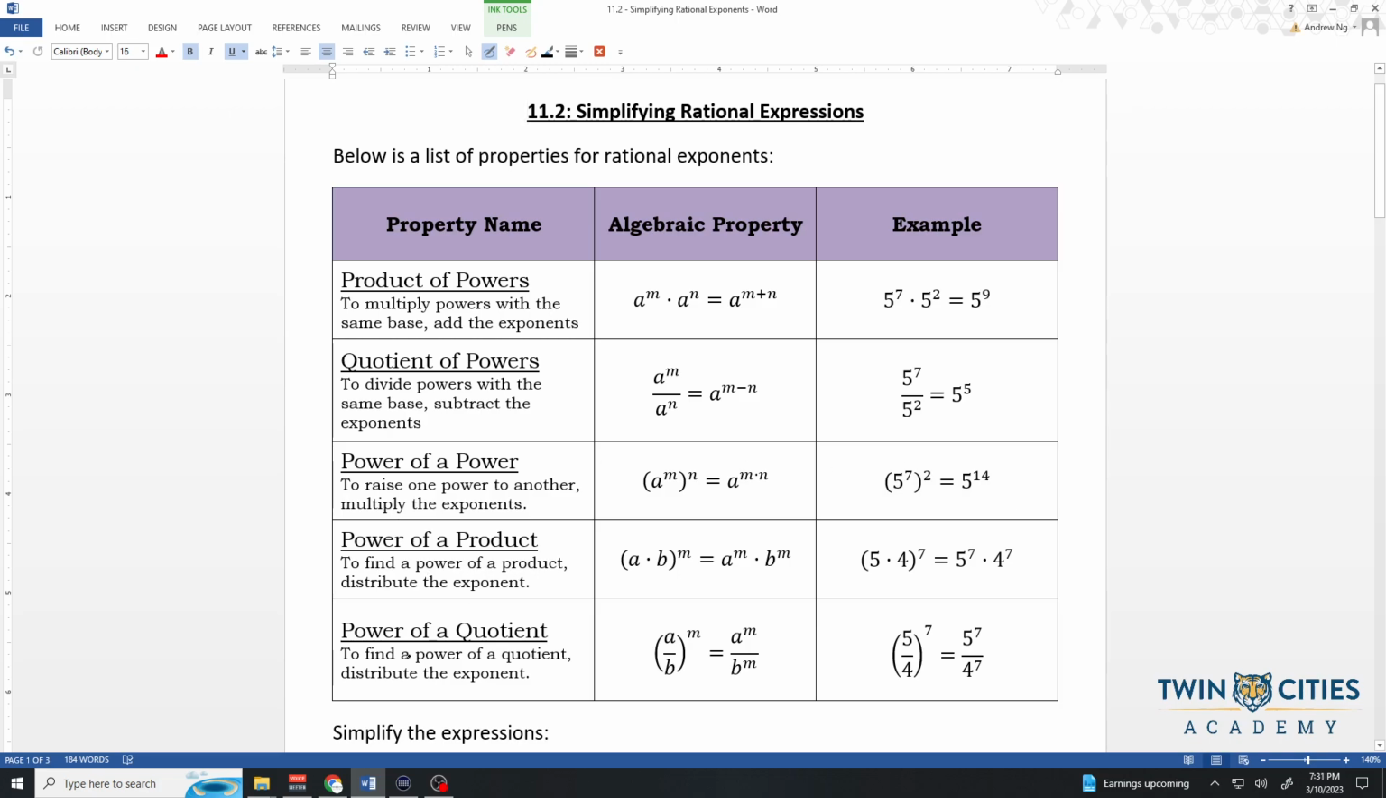Power of a product and power of a quotient are similar, just like product of powers and quotient of powers. Here, if I've got a times b and this whole thing is brought to the m, then I can kind of distribute that exponent. A will get the m and b will get the m. And similarly, if I've got a divided by b, or a over b, this whole thing to the m, then I can kind of again distribute so that a to the m over b to the m is what this will simplify to.